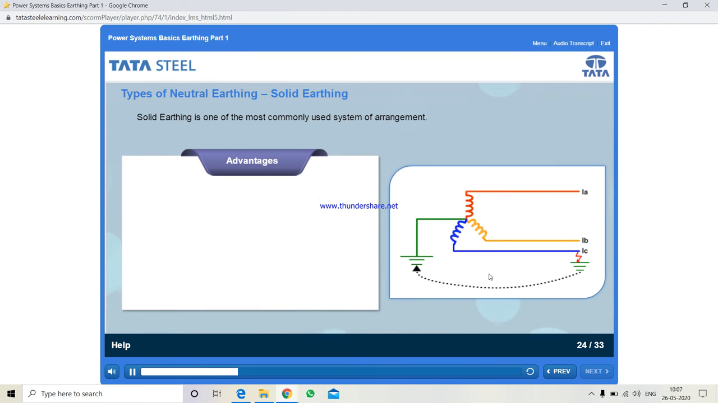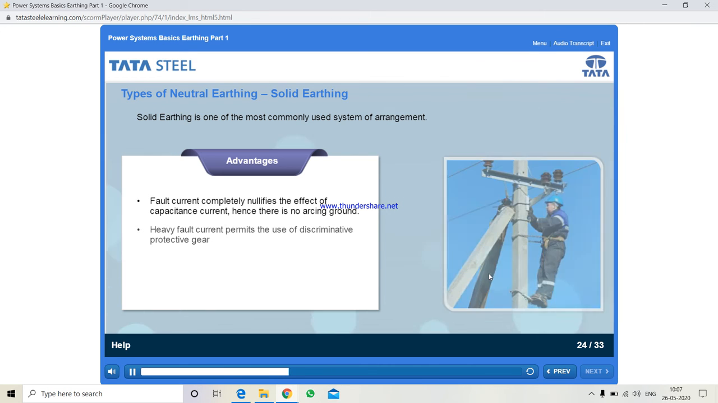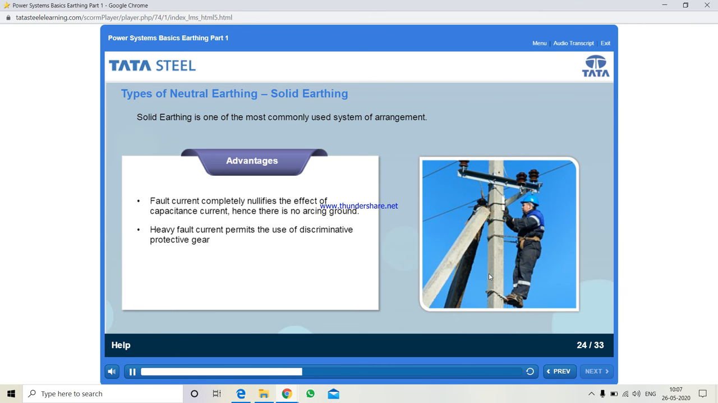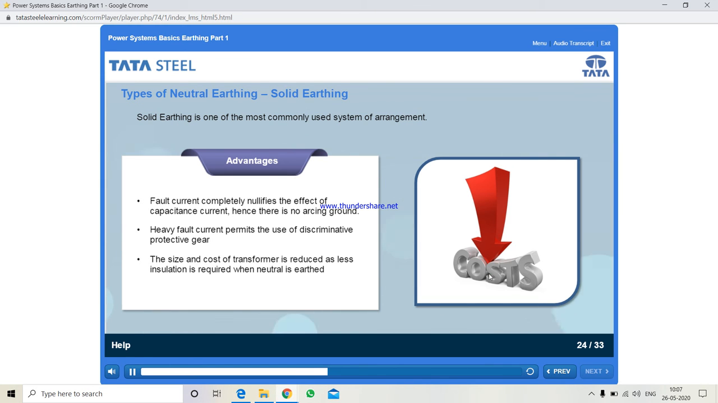Firstly, in this type, fault current completely nullifies the effect of capacitance current. Hence, there is no arcing ground. Heavy fault current permits the use of discriminative protective gear. Also, the size and cost of the transformer is reduced as less insulation is required when the neutral is earthed.